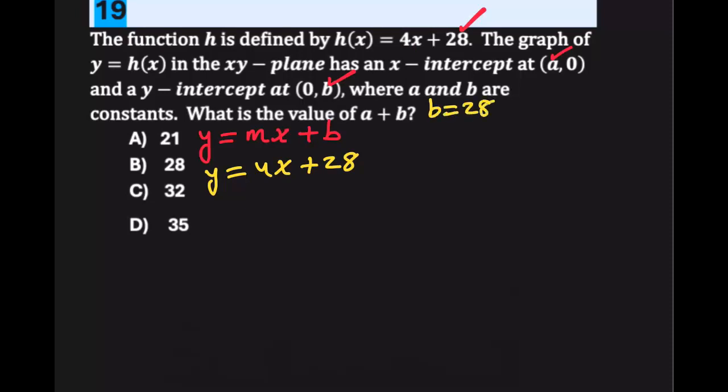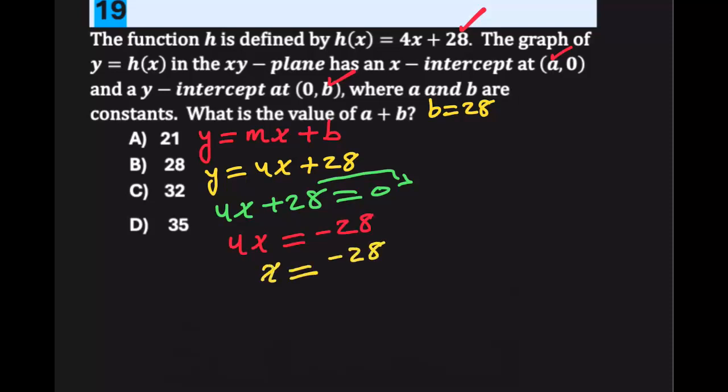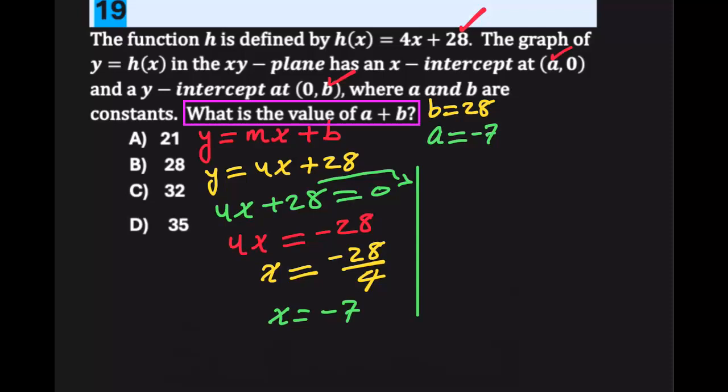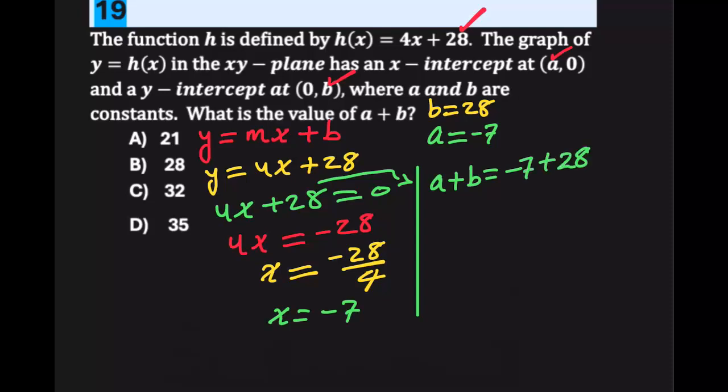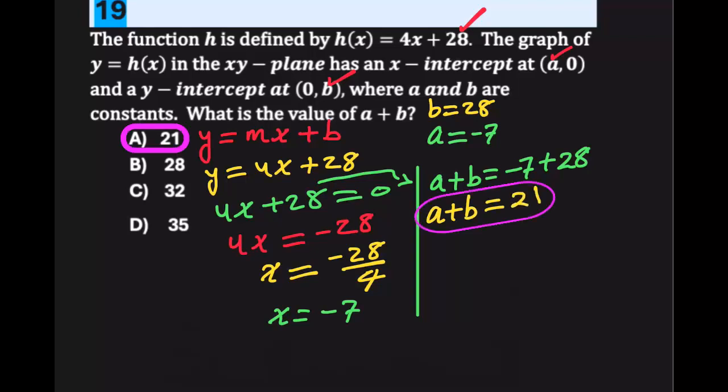Okay, what about the value of x? The x-intercept, which is a. The x-intercept is when y is 0. So we're going to set y equals 0. So we have 4x plus 28 equals 0. I'm going to take this one over to the other side. So we have 4x is equal negative 28, and x is equal negative 28 divided by 4, and x is equal negative 7. So the value of a is negative 7. And the question is asking the value of a plus b, and that's equal negative 7 plus 28. Therefore, a plus b is equal 21. And the answer is right here.